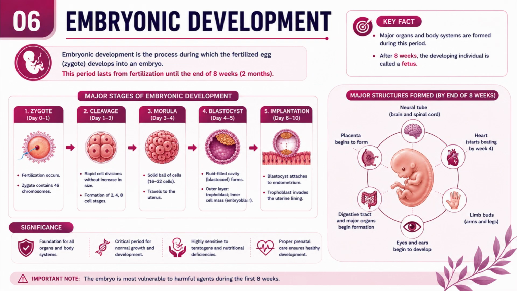Embryonic development. Once implantation is complete, the embryo begins a period of rapid growth and development known as embryonic development. This stage extends from fertilization until the end of the 8th week of pregnancy. During this short but critical period, the basic body plan and all major organ systems begin to form. The fertilized egg first develops into a zygote, then a morula, and later a blastocyst, which implants into the uterine wall. Following implantation, specialized cells differentiate and organize into tissues and organs. By the end of the embryonic period, important structures such as the brain, spinal cord, heart, eyes, ears, digestive system, and limb buds have already begun to develop.